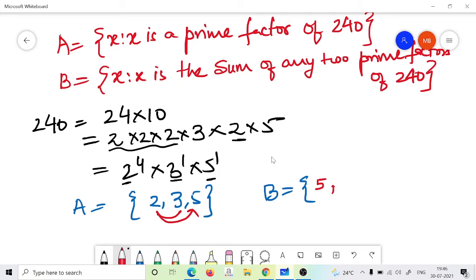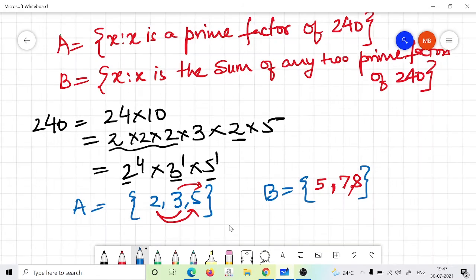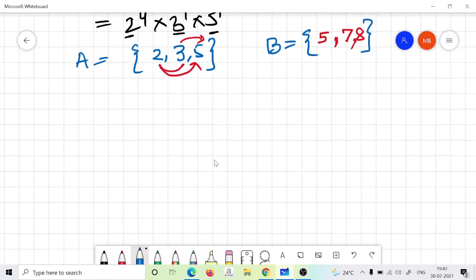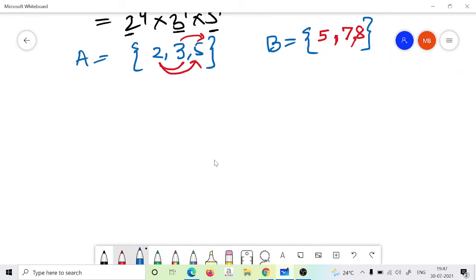2 plus 5, 7. And then 3 plus 5, 8. So these are the options available with us. So set B is 5, 7 and 8. Let me use the same font, same color. 5, 7 and 8. So again we'll try to find out A union B and A intersection B for the sets A and B.